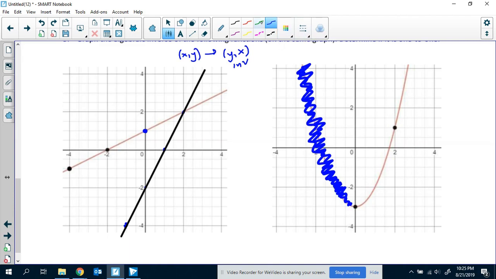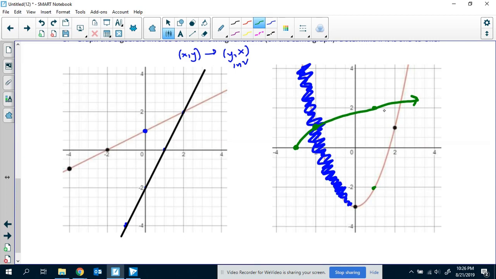But I'm just going to pretend that that doesn't exist. And then what we will do is if I see the point 0, negative 3, that's going to turn into the point negative 3, 0. I see the point 2, 1, that's going to turn into the point 1, 2. It looks like 1, negative 3 is on there. So that's, I'm sorry, 1, negative 2. Thanks for reading. Sorry, my fault. So that's going to be negative 2, comma 1. And the graph will look something like this.